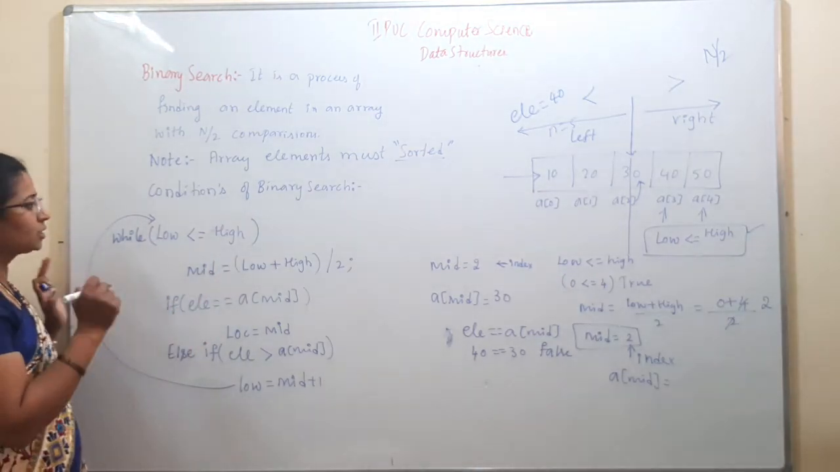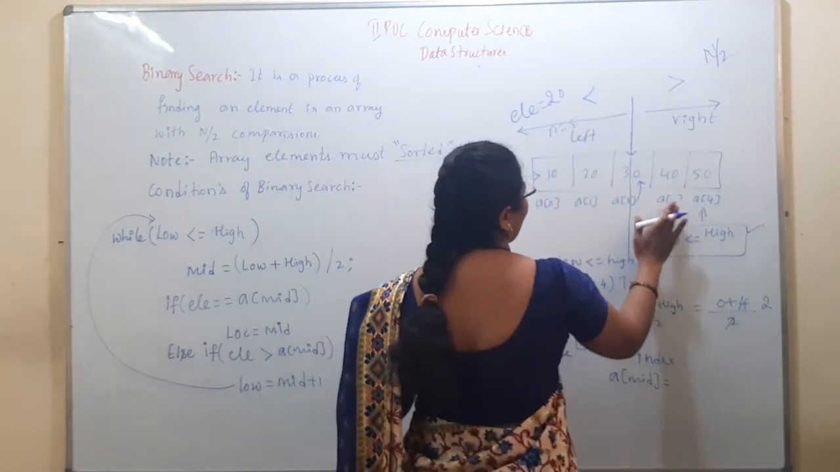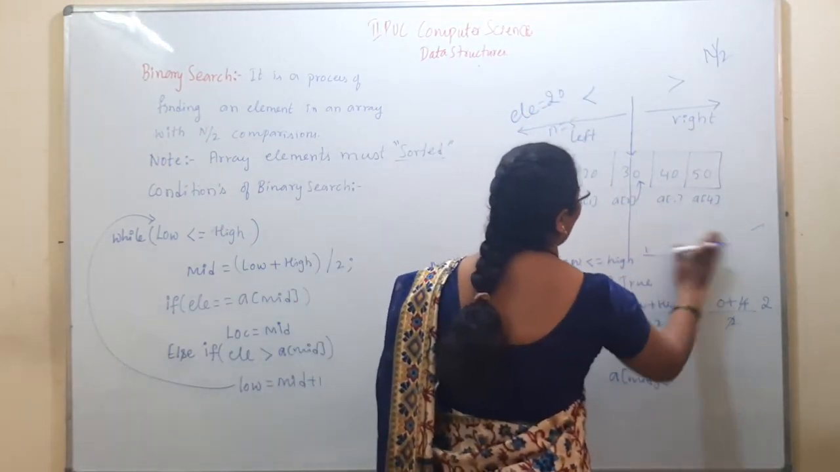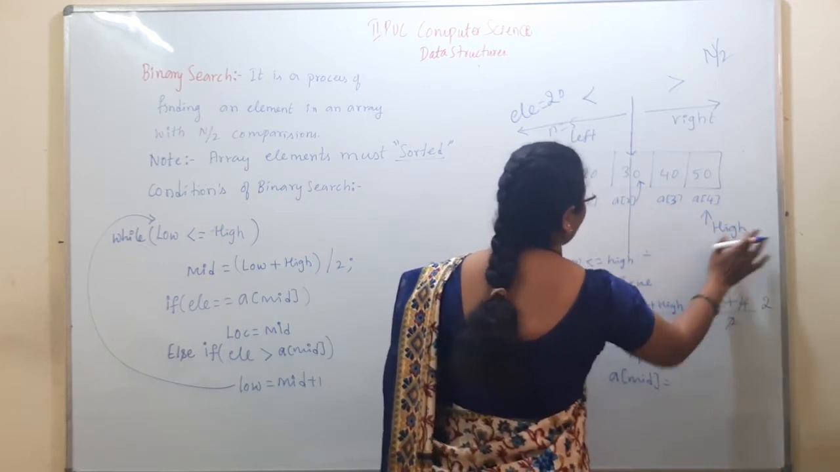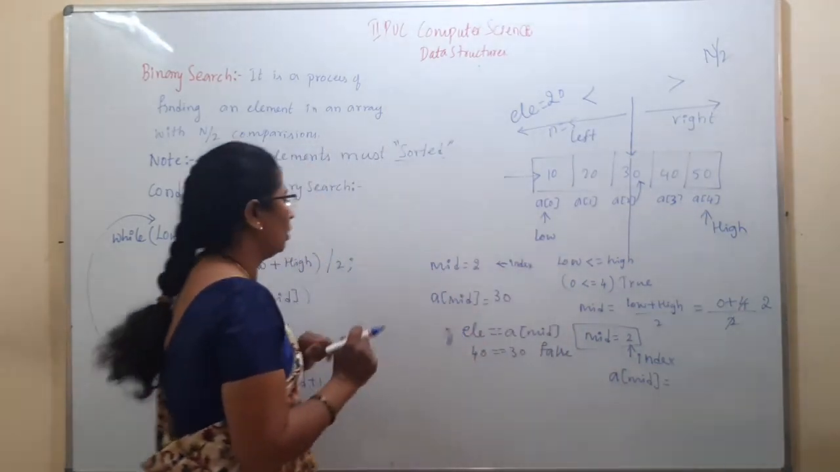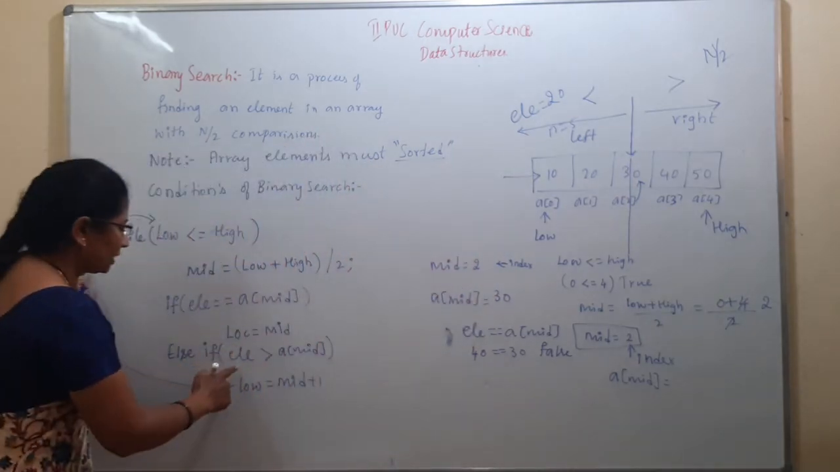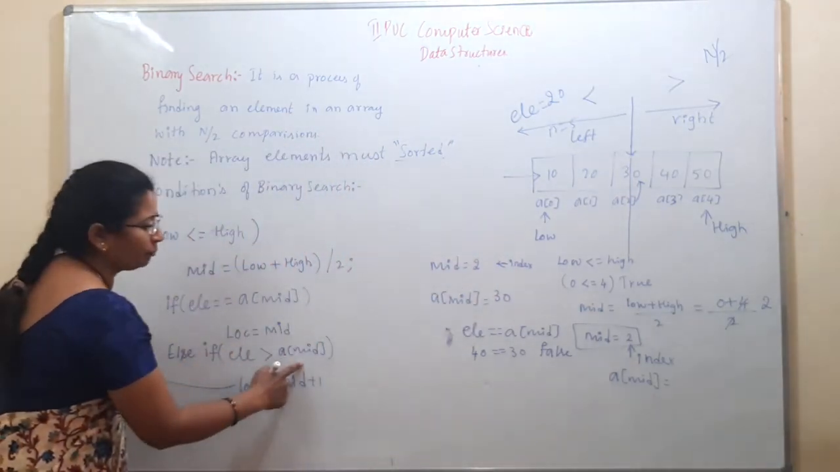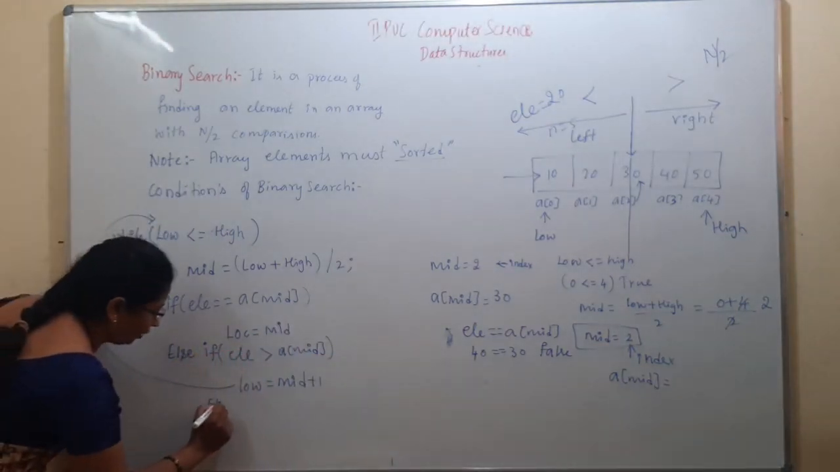Did you get it? Suppose my searching element is 20. Then I need to shift my high pointer, not the low pointer. That time the low pointer remains 0. Now the searching element is 20. Then is 20 greater than A of mid, 30? No. Then again I should check with one more else part with the condition.